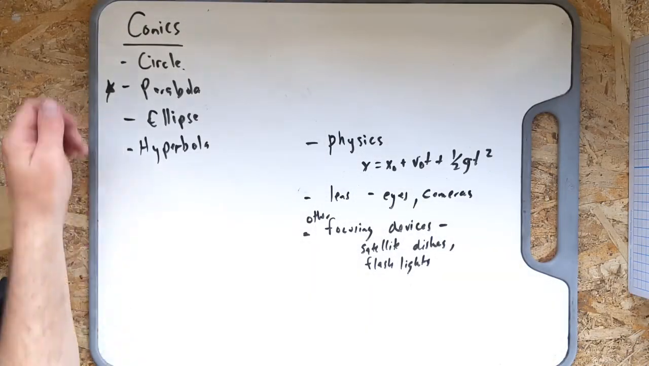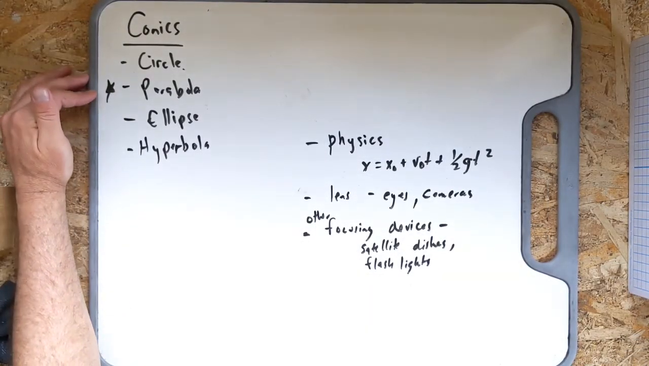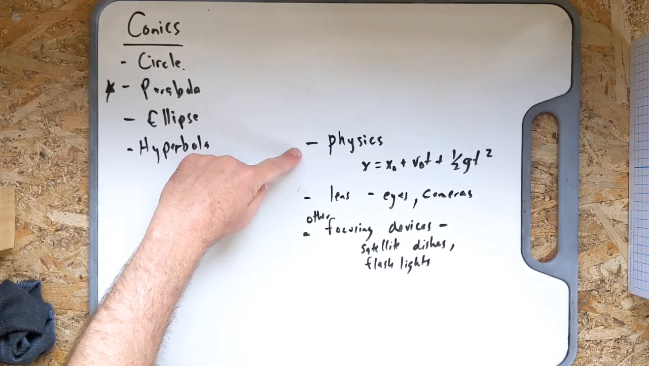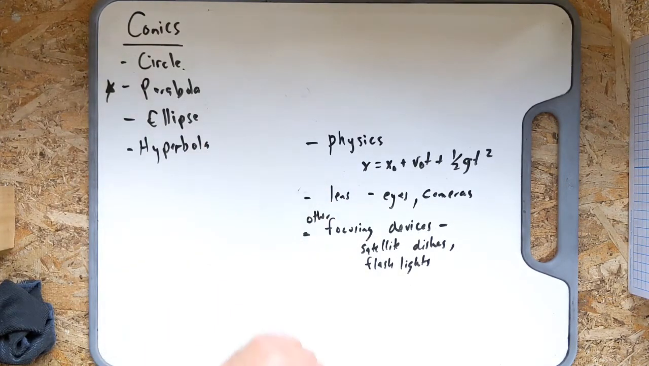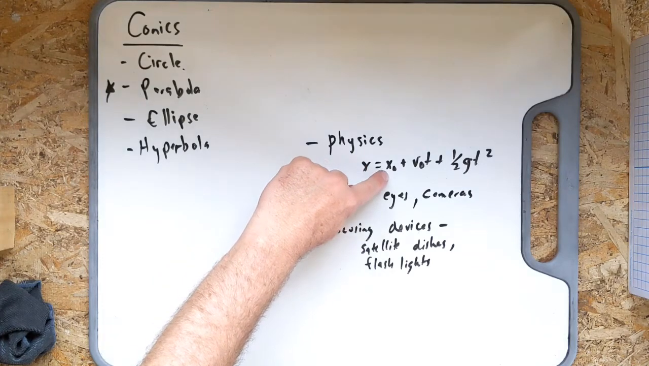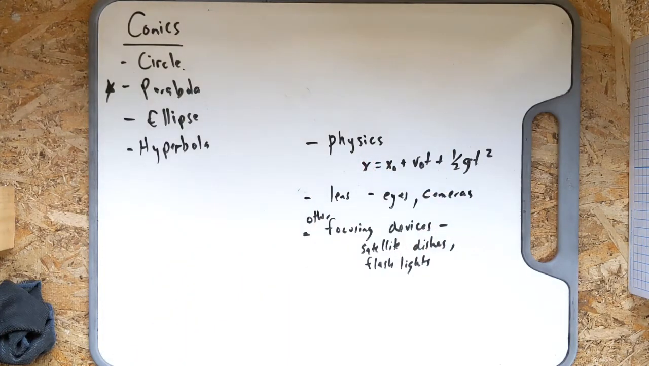Today we are going to do the second conic section, which is the parabola. The parabola is used for two main applications, and I'll talk about them as we go through this presentation, but just as a high level, first, one application of the parabola is physics. If you throw an object in a gravitational field, this is the equation. X equals x0 plus v0t plus 1/2 gt squared.